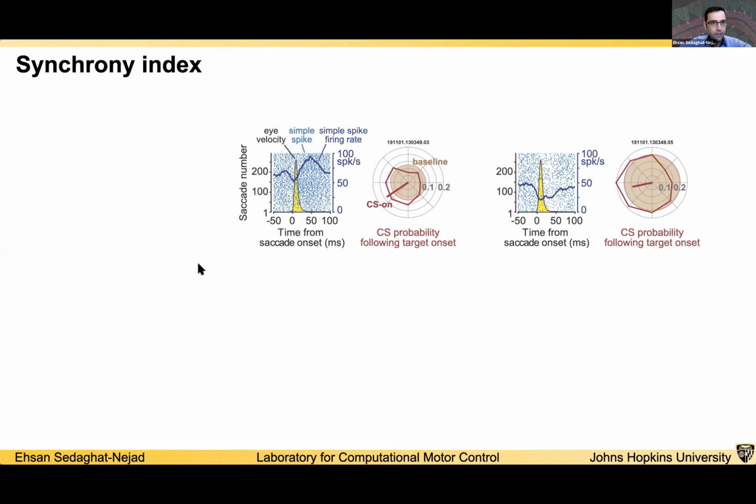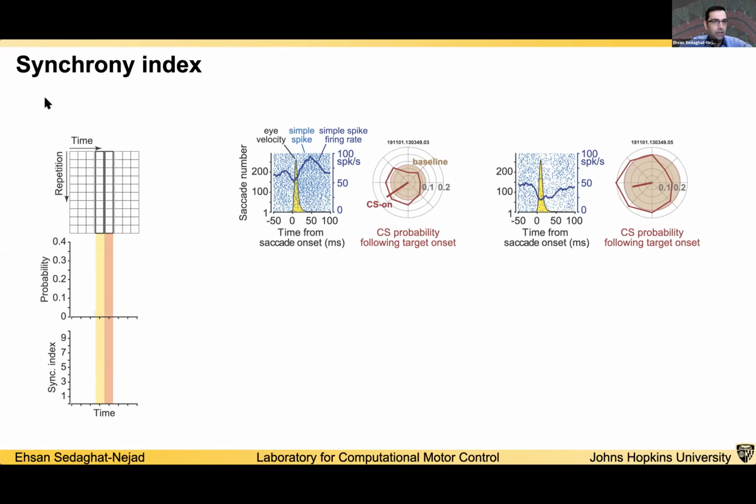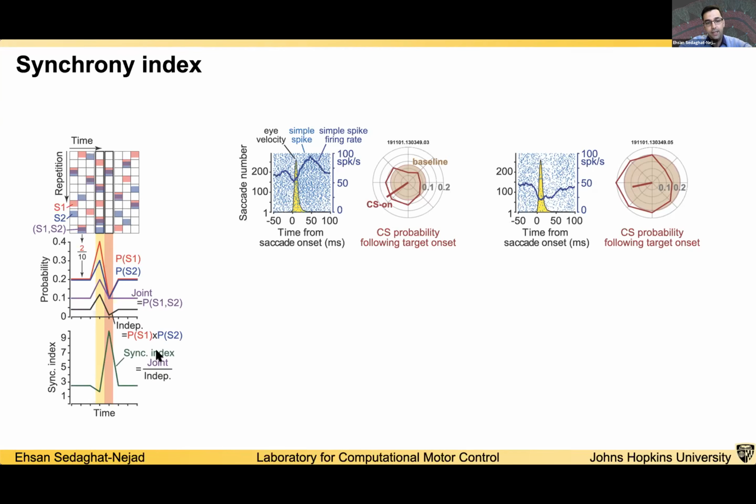Sure. Okay. Now, if you look at synchronous activity, how did we define synchrony? So we had the first P cell, and here's a raster plot for the cell. We had the second P cell, and using these two, because we simultaneously recorded them together, we can compute the joint probability between these two cells. And then we can also compute the chance or independent probability of getting a spike from either of these cells. We define our synchrony index as the joint probability normalized by the independent probability, or chance level.